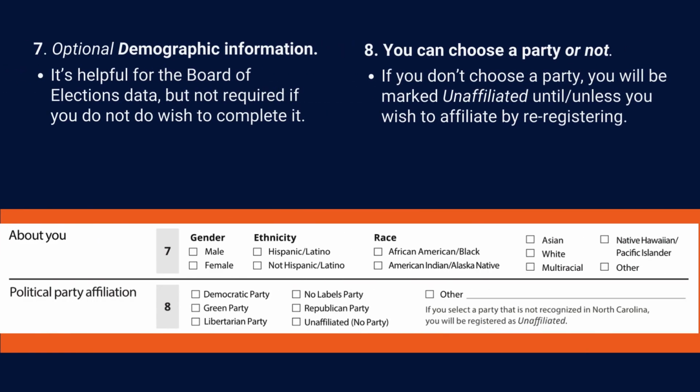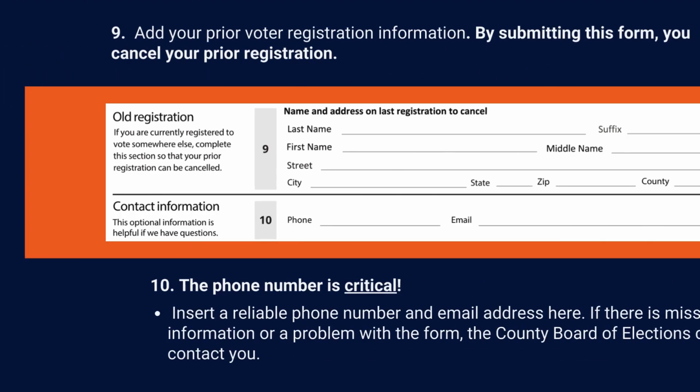Optional demographic information includes your gender, ethnicity, and race. Although this information is helpful for data for the North Carolina Board of Elections, it is not mandatory for this form. For this section, you can choose a party affiliation. If none is selected, you will be registered as unaffiliated. If you are assisting a voter with this form, note that you cannot tell a voter which party to choose.